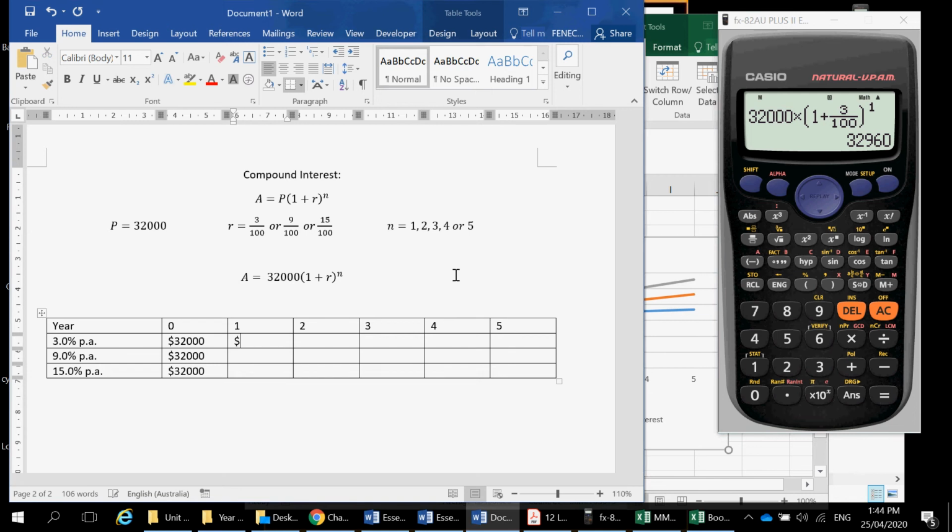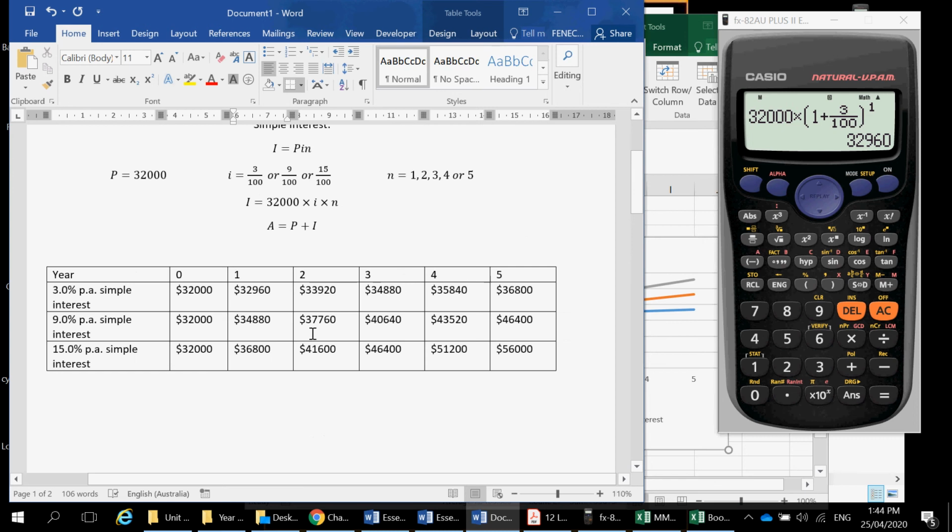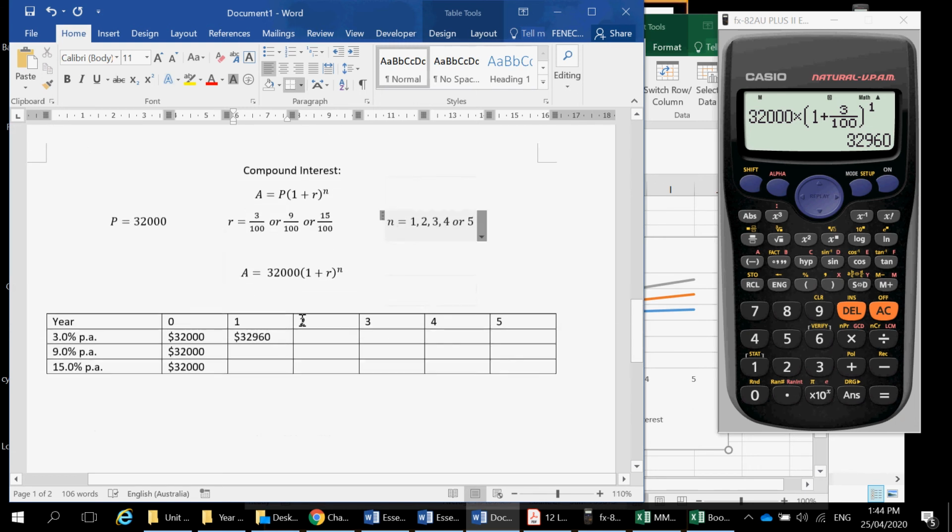And there we go, we get 32,960. That should be the same as we got for the simple interest, so those should be the same for the first year. I could cheat and copy them, but I won't.